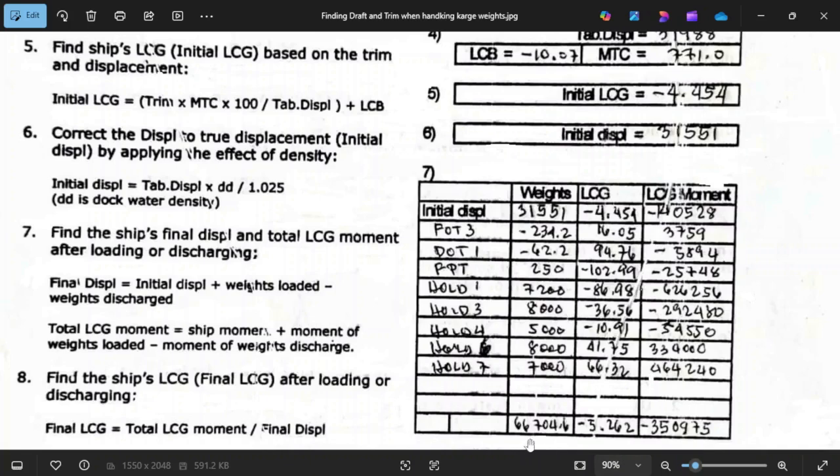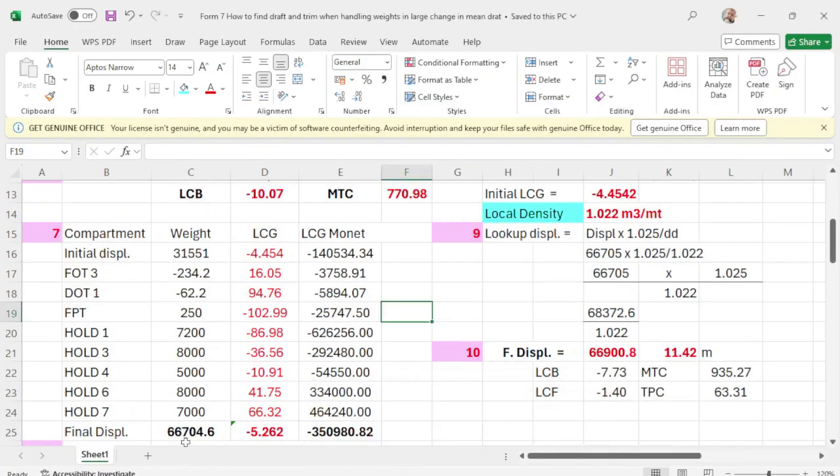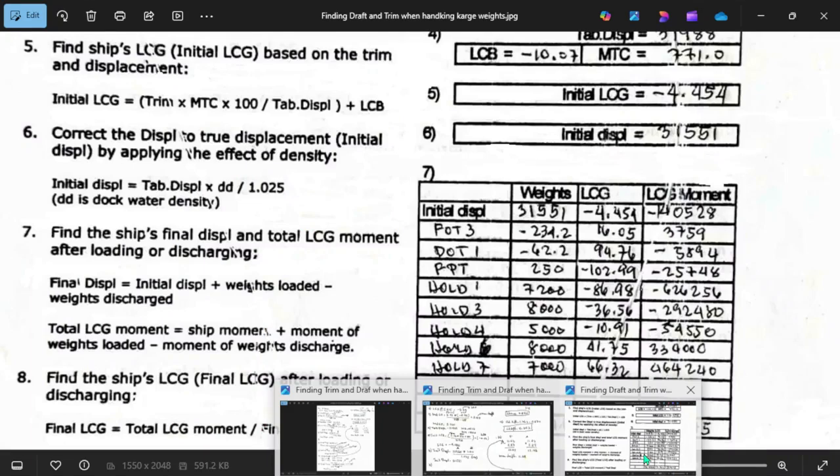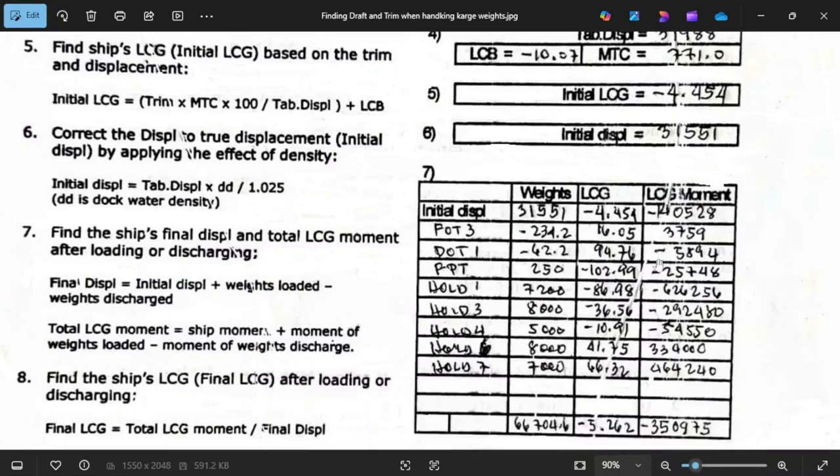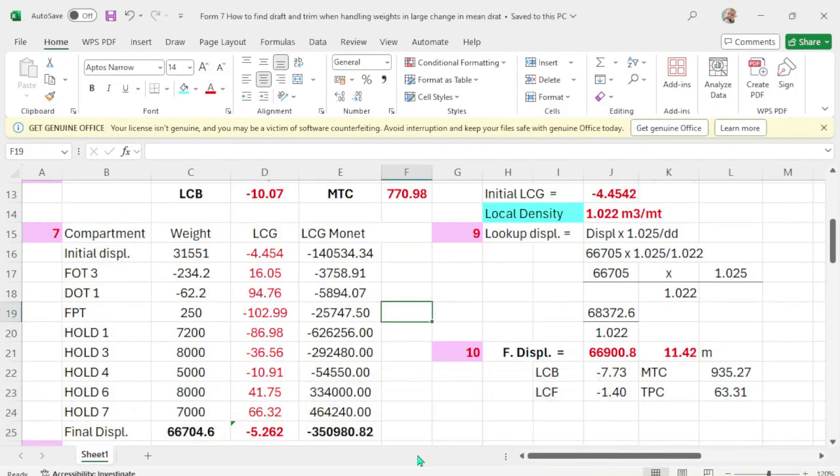And the total cargo is 66704.6. What I have is 66704.6, the same. The final LCG is negative 5262, and LCG moment is 350975. What I have here is 350980. Small difference. As long as you have the right figure of final LCG.